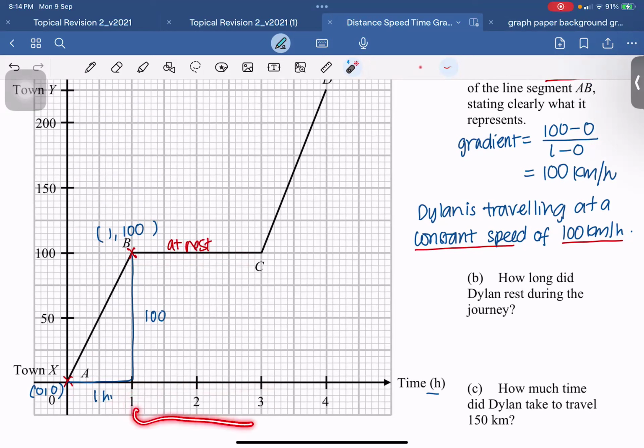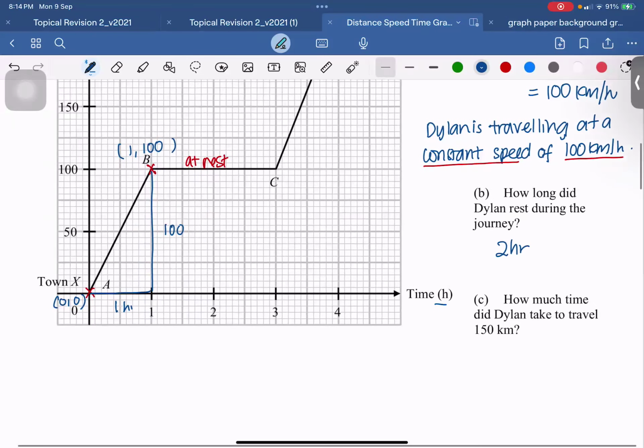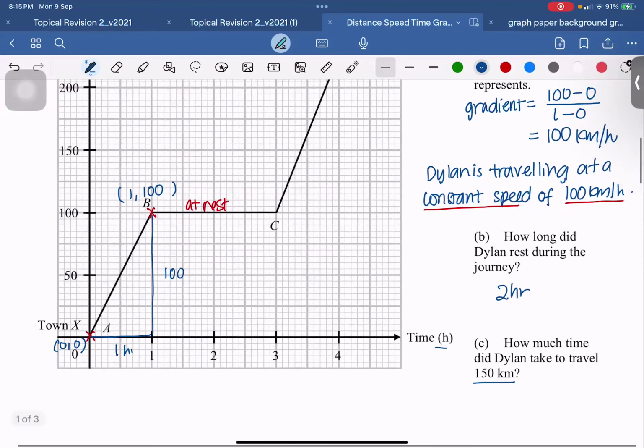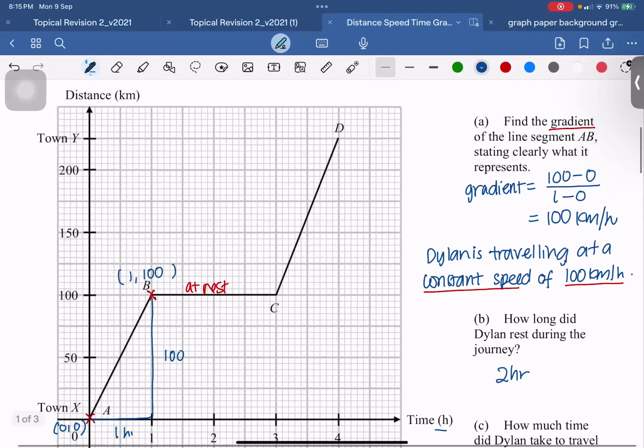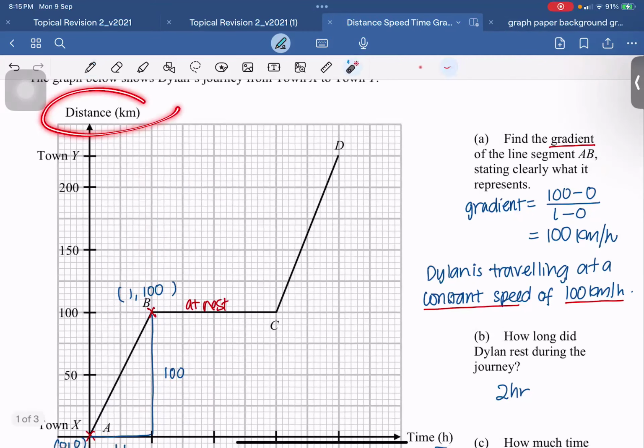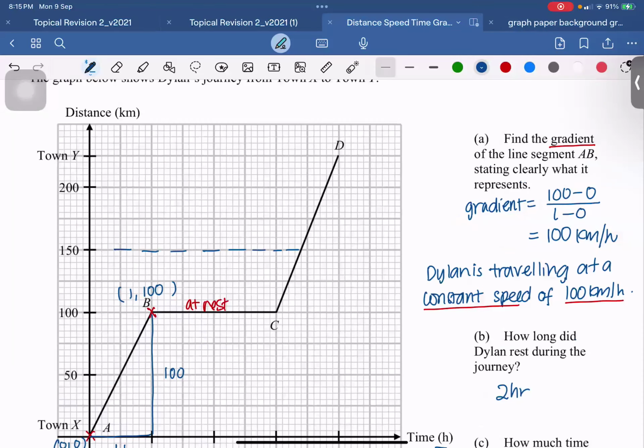Between 1 to 3, 2 hours. So he only rests for 2 hours, right? How much time did Dylan take to travel 150 kilometers? They give you the 150 kilometers. So what do you do? You go to the distance, the 150 kilometers, and draw a line, dot, dot, dot. How long did it take to travel?